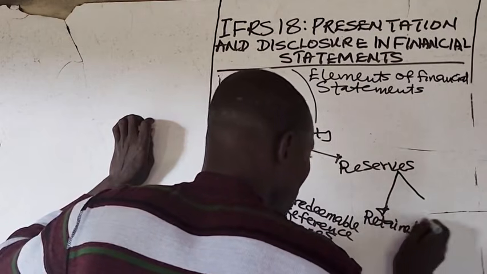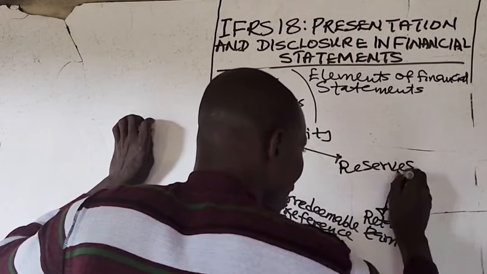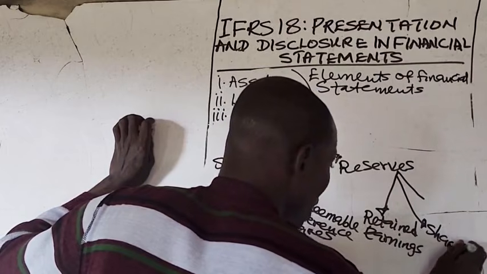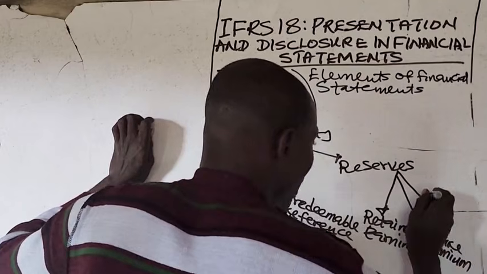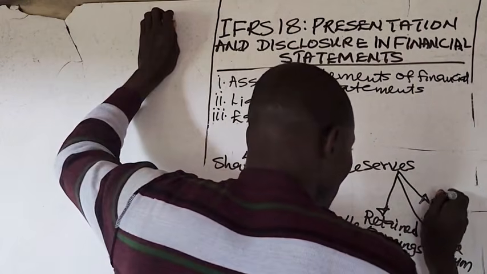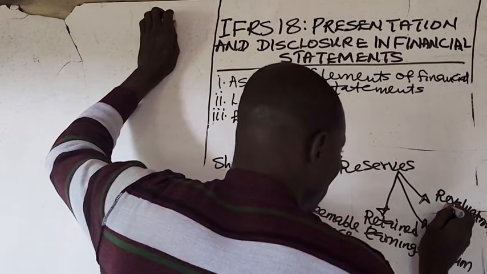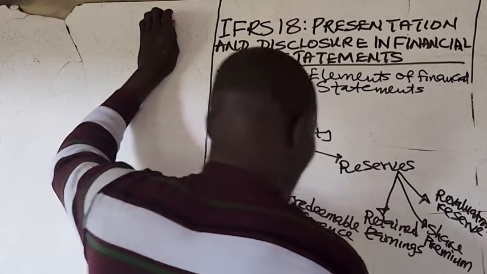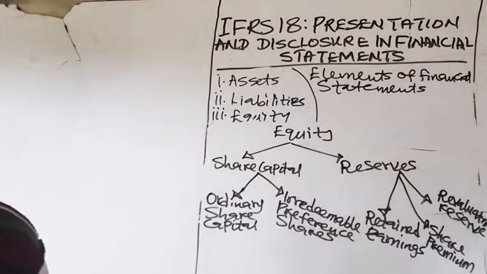Retained earnings, we have share premium reserve, share premium. Then we equally have the revaluation reserve, revaluation reserve. These are the components of equity.